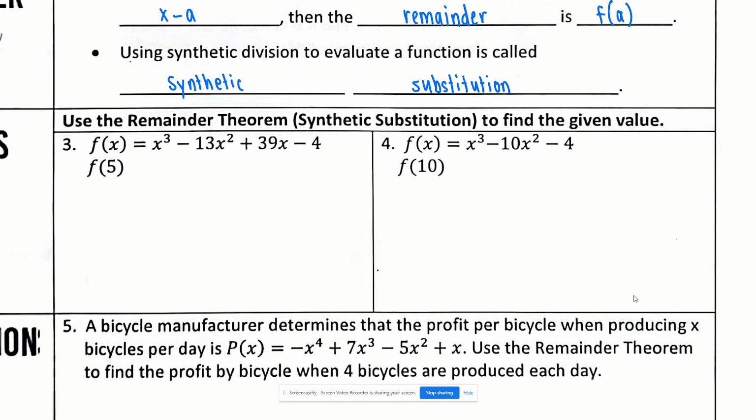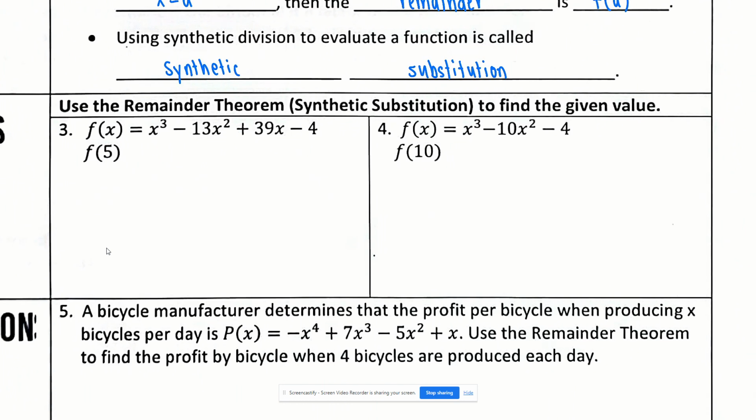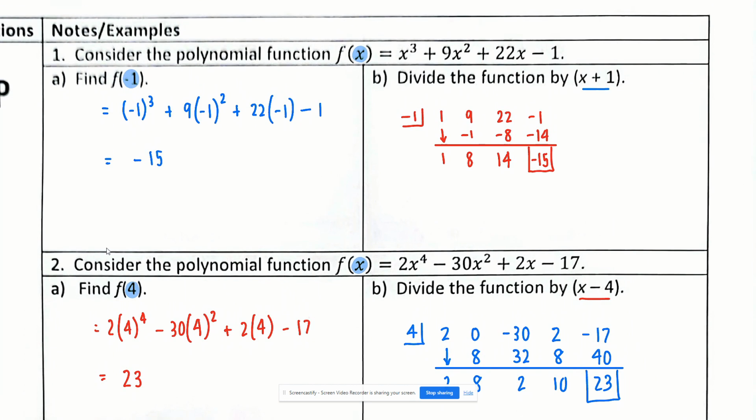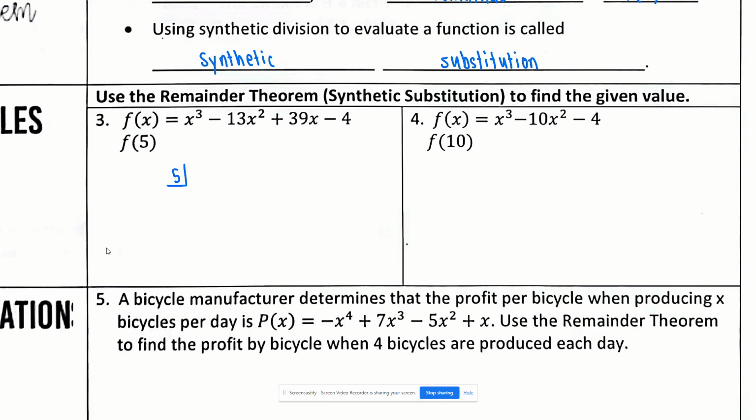So for example, look at 3. They want me to evaluate this function, x cubed minus 13x squared plus 39x minus 4, with the value of x, 5. Now look, this is not saying divide by 5. It's not saying divide by x minus 5. It's just giving me the value that I put inside my box. You don't have to change the sign here. It's not like up here when we had x minus 4 and had to change that to 4, or x plus 1 and had to change it to negative 1. They're literally giving me the number to put in the box.